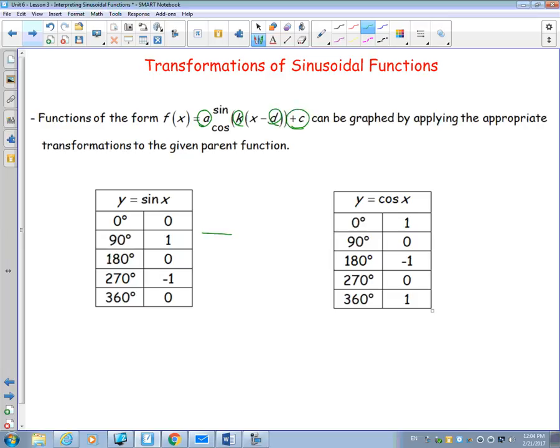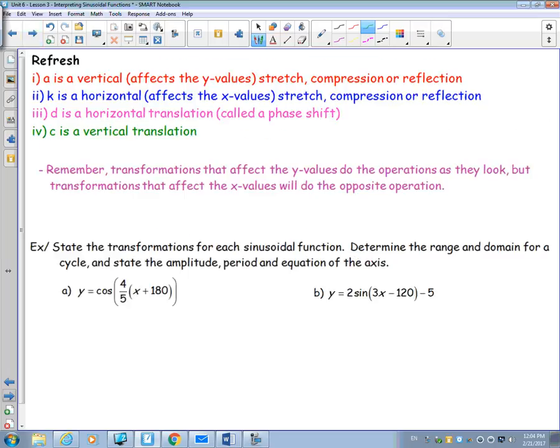You should know your sine table, and you should know your cos table. We're going to transform those tables according to a, k, d, and c. And because these are functions, they work in exactly the same way we always have. A is our vertical stretch, compress, reflect. K is our horizontal stretch, compress, reflect. D will move things left and right.